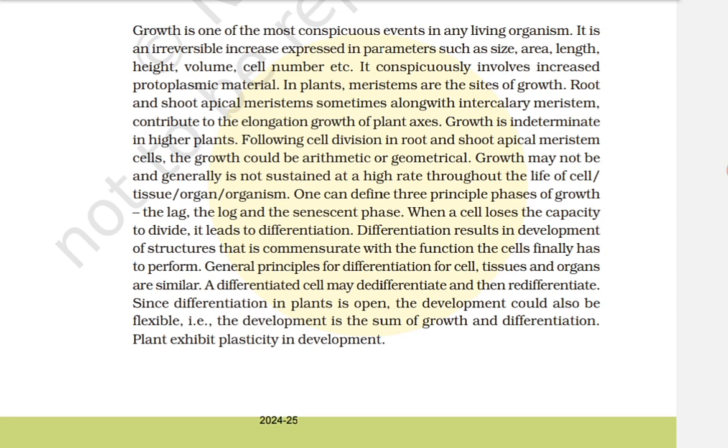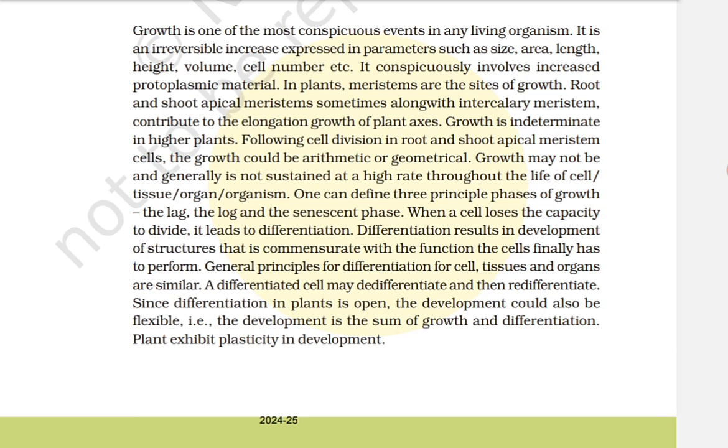Growth is indeterminate in higher plants. Following cell division in root and shoot apical meristem cells, the growth could be arithmetic or geometrical. Growth may not be and generally is not sustained at a high rate throughout the life of a cell, tissue, organ, organism. One can define three principal phases of growth: the lag, the log, and the senescent phase.